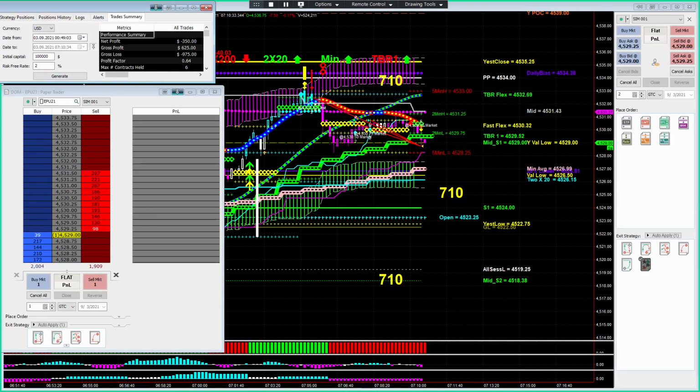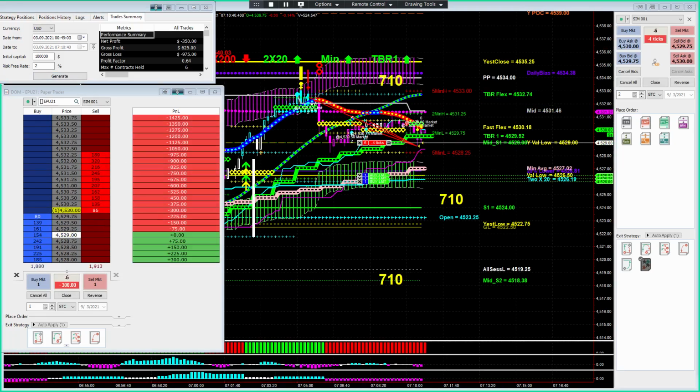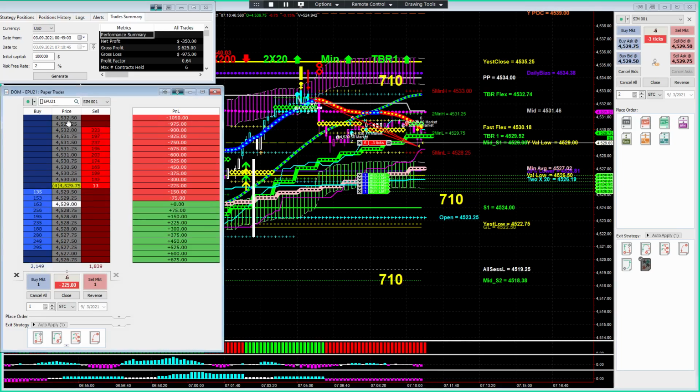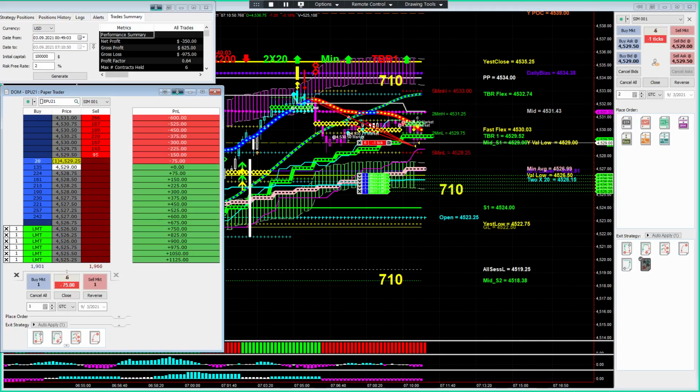All right, I've got to get 750 to get back to where I was. I'm placing exits there. My exits are, let me move it up, so you can see my exits are there, and it's below the minute average. So I'm watching it to see for any more weakness.